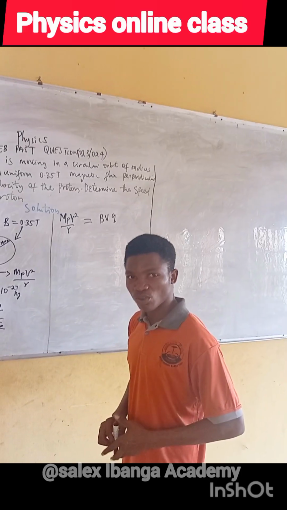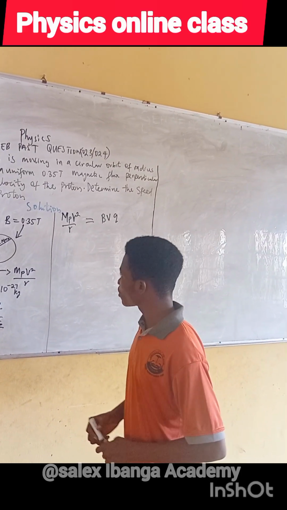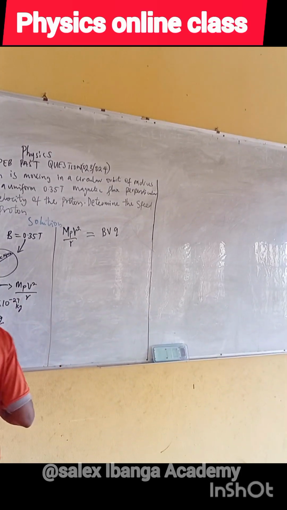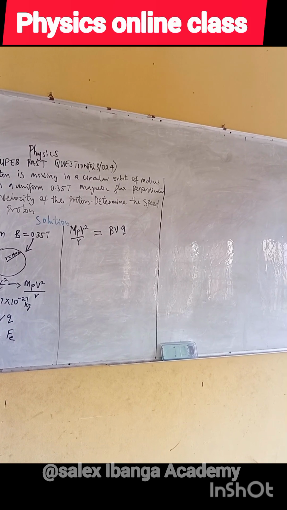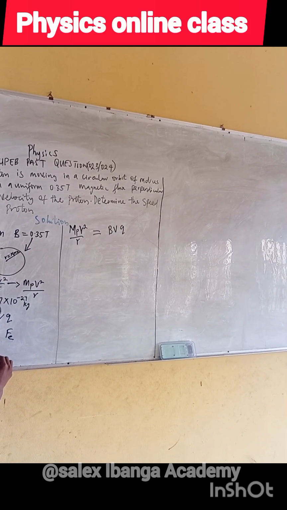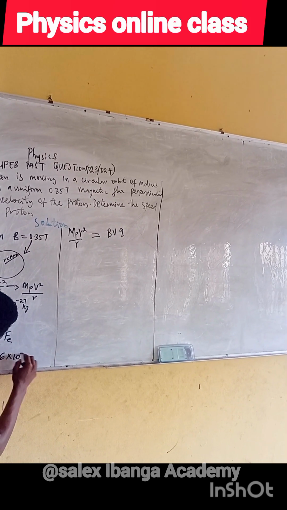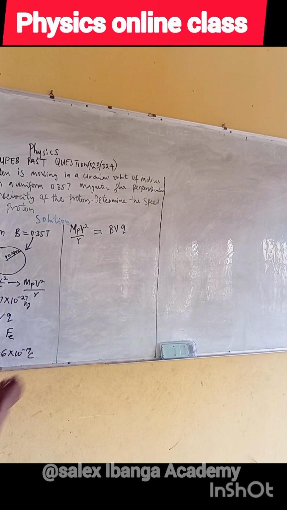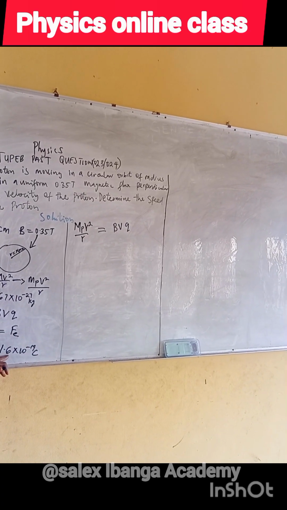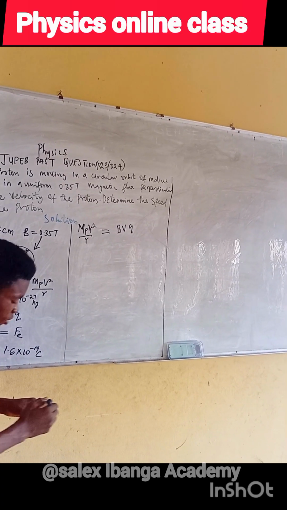We have the charge of a proton. The charge of a proton is 1.6 times 10 raised to the power minus 19 coulombs. This is the charge of a proton. It's a constant value.